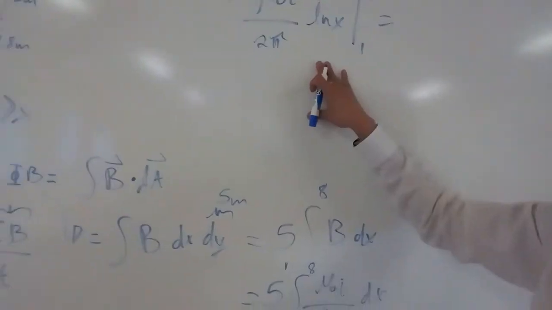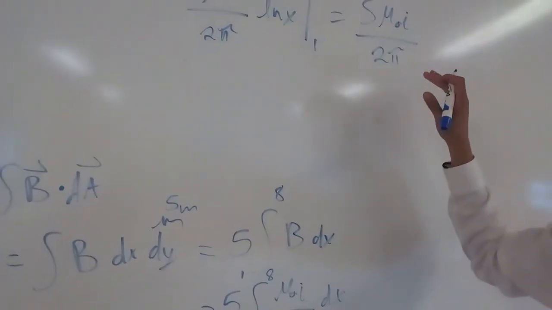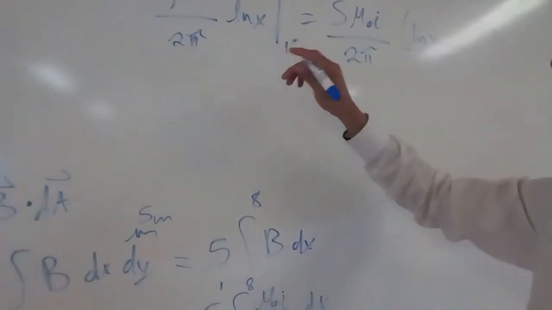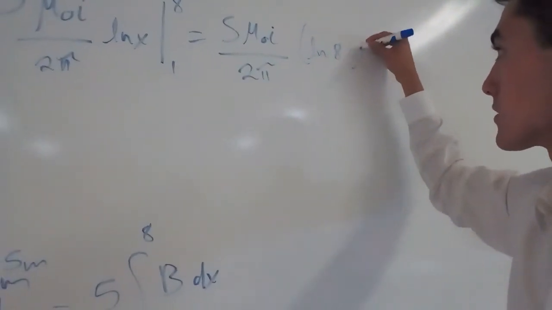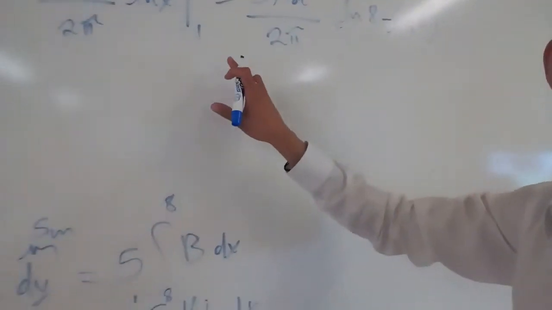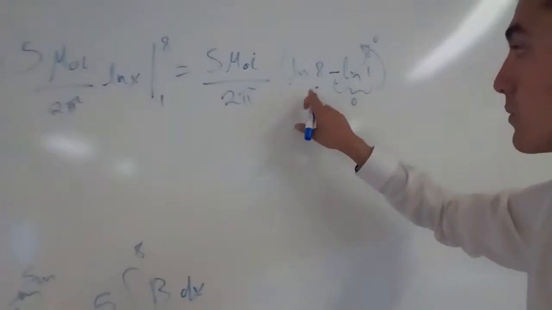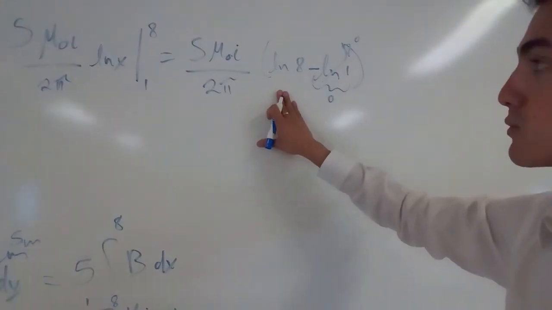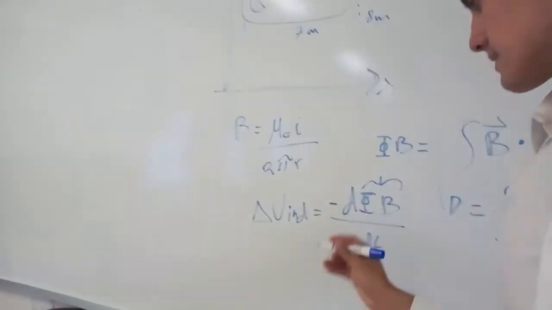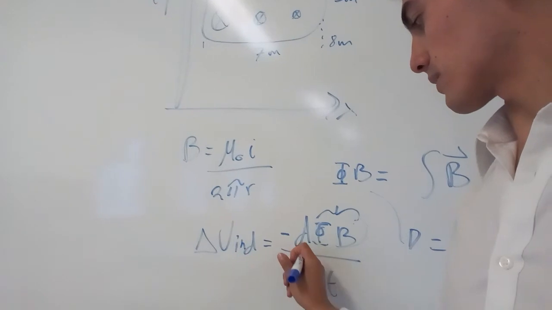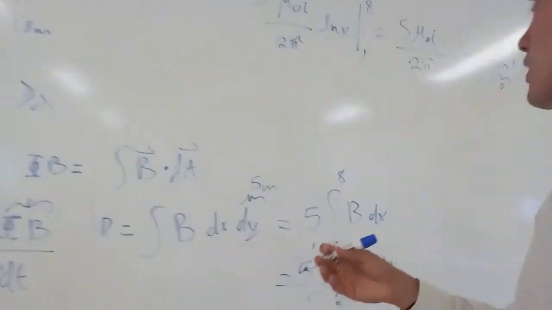So then this is equal to 5 times mu naught times the current divided by 2 pi, and logarithm of x, well, instead of x I'm going to write 8, minus logarithm of 1. And we know that logarithm of 1 is equal to 0, so we're only left with a logarithm of 8. So once we know this, we know this part of the expression of potential difference, that is this part. So we're only going to find these two parts to solve our problem itself.